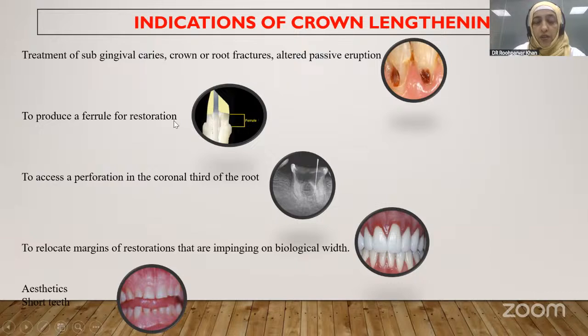restoration. And to produce a ferrule effect of the restoration, this is for proper prosthetic consideration, to access a perforation in the coronal third of the root. That is, while doing root canal procedure, if there is an access hole in the bifurcation area, or we have got a perforation, we can expose the coronal third of the root and locate the furcation. Then we can go ahead with the root canal procedure. It is also used to relocate the margin of restorations that are impinging on the biological width, and for aesthetic purposes. Where we have short teeth and the patient suffers from a gummy smile, we can go for crown lengthening procedure. Then we can go ahead with the restoration to give a good aesthetic result.